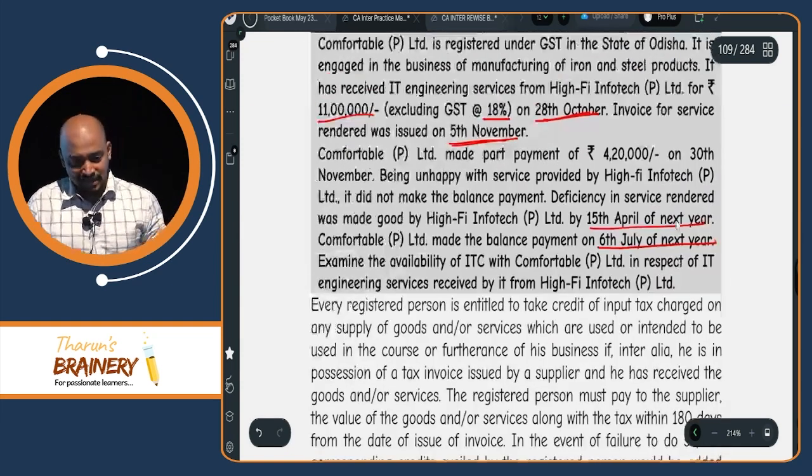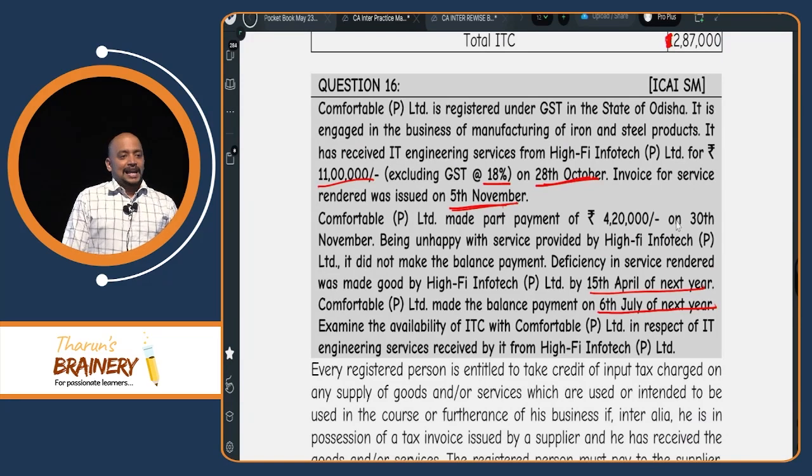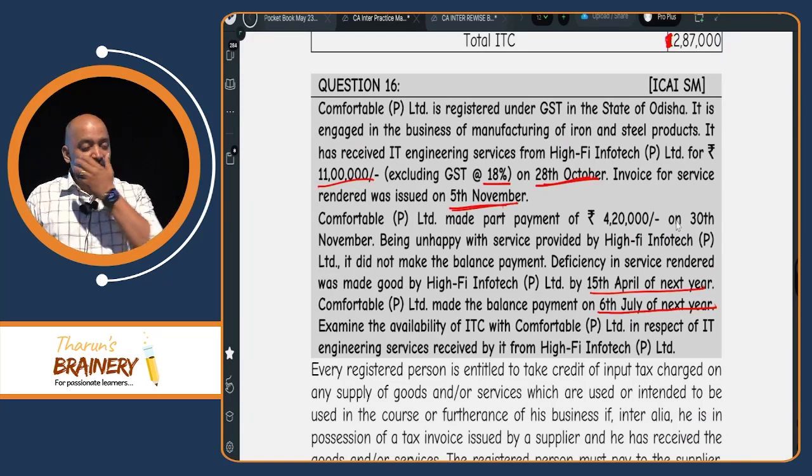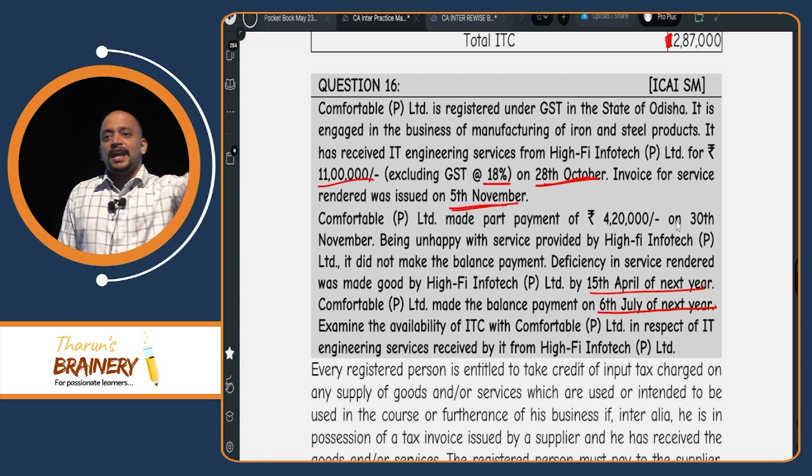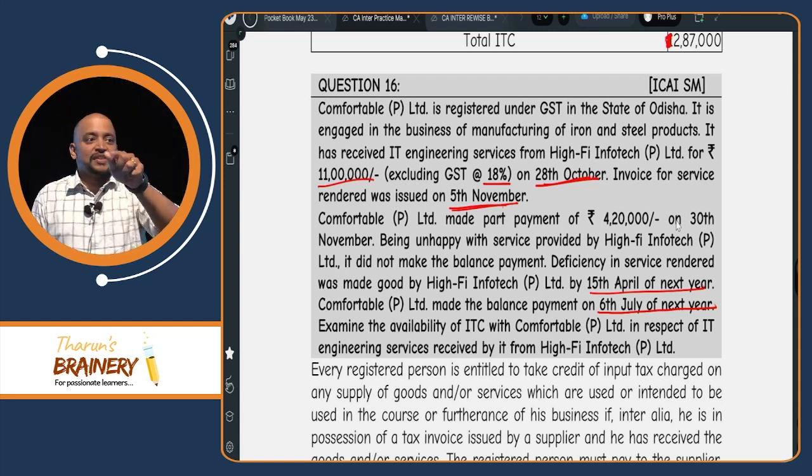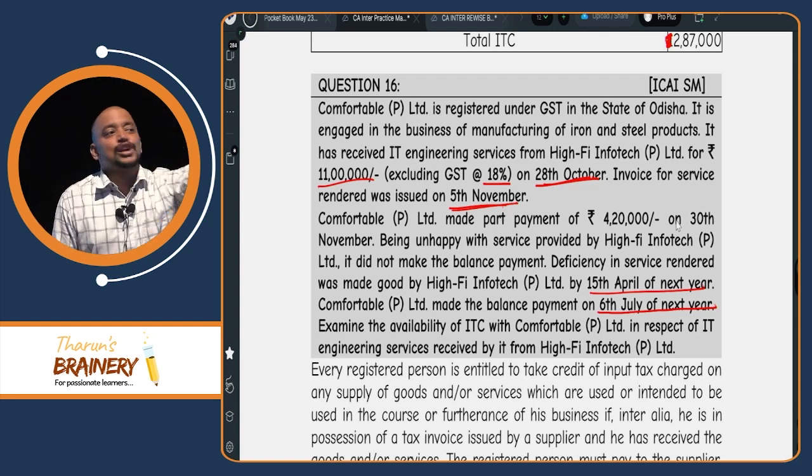You understood how you got 1,33,932. Again I am repeating. Total 11 lakhs. The mistake that we generally make is 11 lakhs minus 4,20,000, and then taking 18% on the remaining amount. But when we pay 4,20,000, that includes GST also.